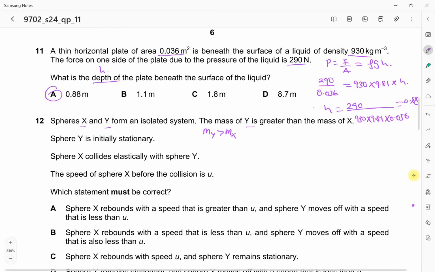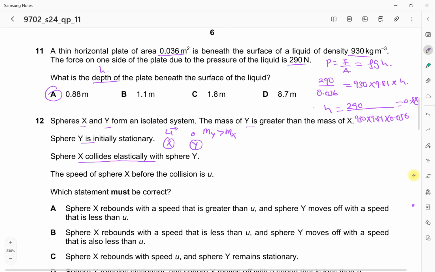Okay, so I will try to put this in a sketch for simplicity. So we initially have sphere X and we have sphere Y. This is initially moving with speed u. Let's say it is moving towards Y, and this is initially at rest, so the speed is 0. So that means we are going to conserve kinetic energy and we are going to conserve momentum, because they said sphere X and Y form an isolated system. The mass of Y is greater than the mass of X. But remember, Y is initially stationary and X collides elastically with sphere Y. So that means momentum is conserved and kinetic energy is conserved.